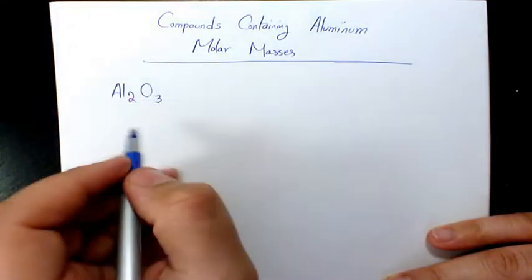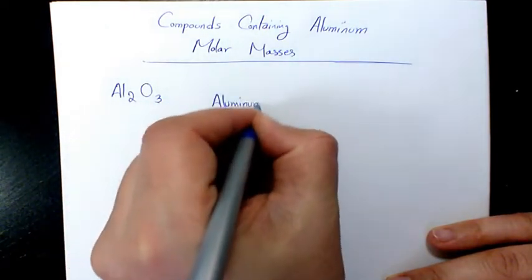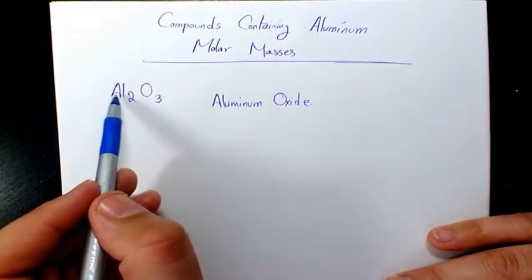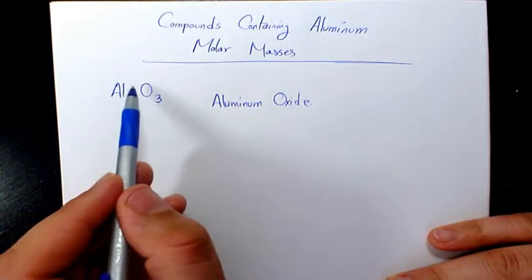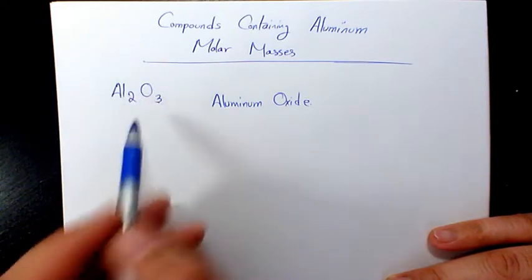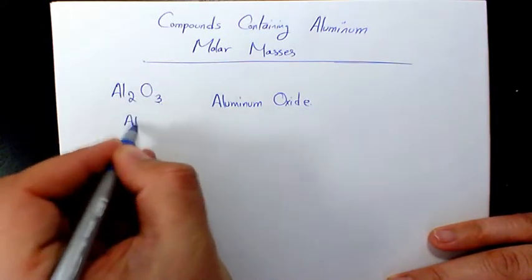Al2O3, which we call aluminum oxide, because the charge of Al is +3 and O is -2, so that's why we write 3 here and 2 for O, so Al2O3. So we have Al and oxygen.